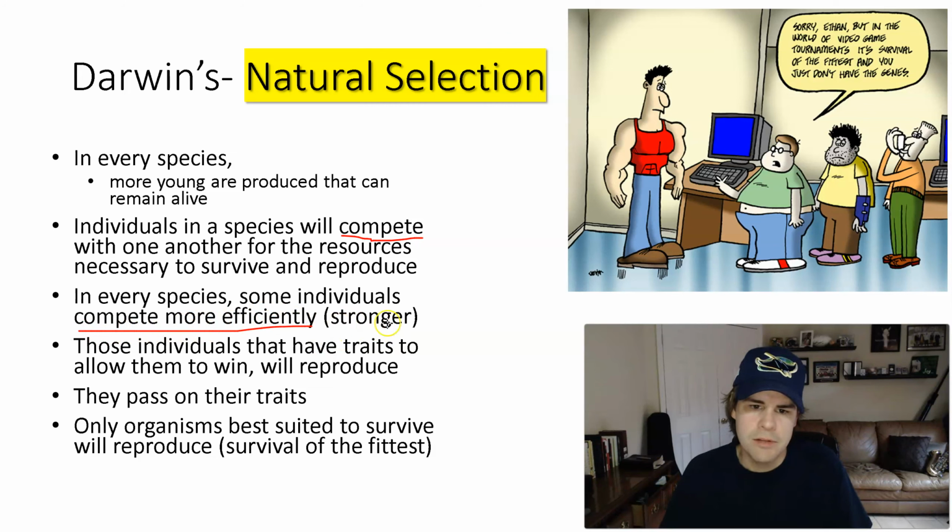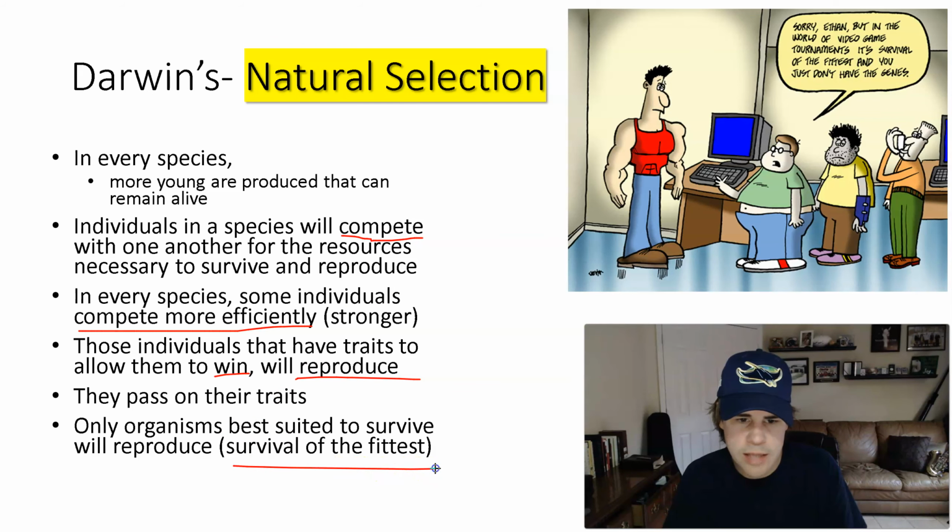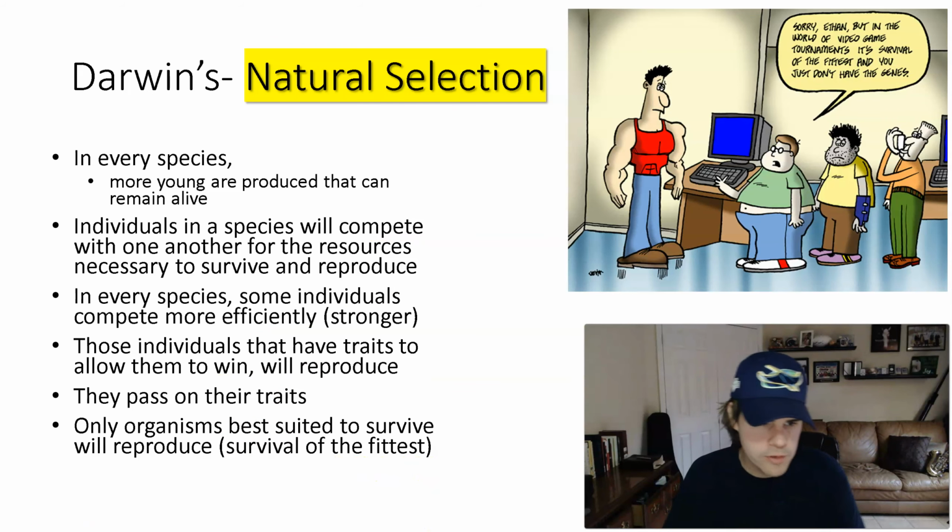Why is that? They're stronger, they're more able to survive, but not necessarily strength. I'm not talking about muscle mass here. I'm talking about adaptations. Maybe they blend in better. Maybe they can conserve oxygen at a different rate. Maybe they can metabolize a certain food better. And so those individuals that have traits that allow them to win will reproduce and pass on those traits to their offspring. So only organisms best suited to survive will reproduce, and that is survival of the fittest.